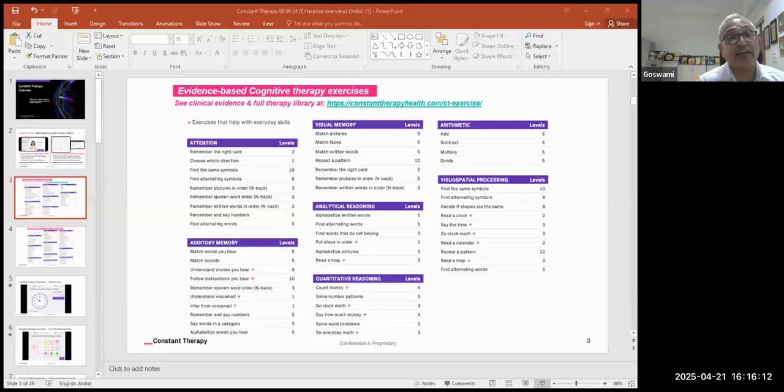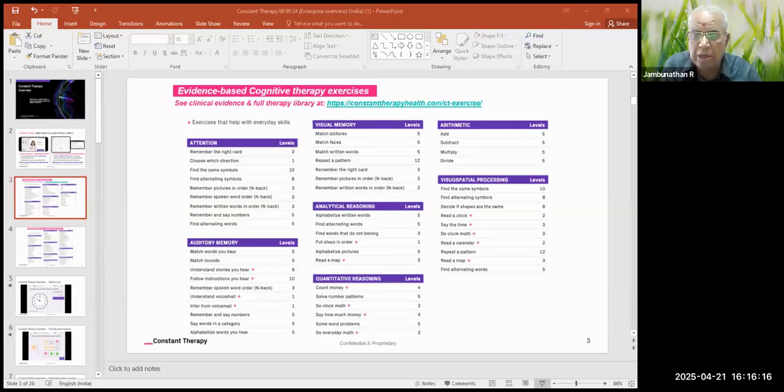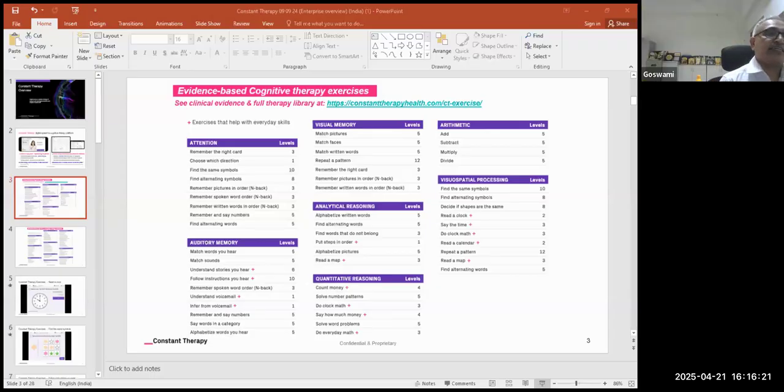Sir, I had gone to the next slide. It has to move, sir. It has to move, doctor. The slide is not moving. Yes, it has to move, sir.